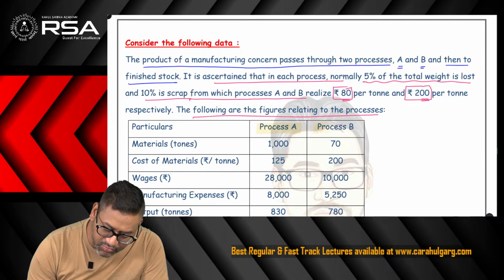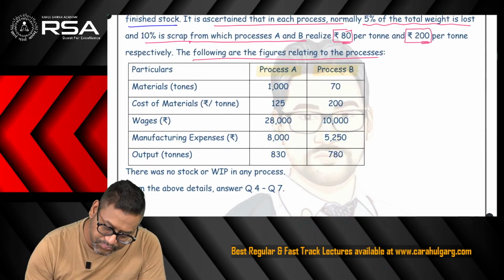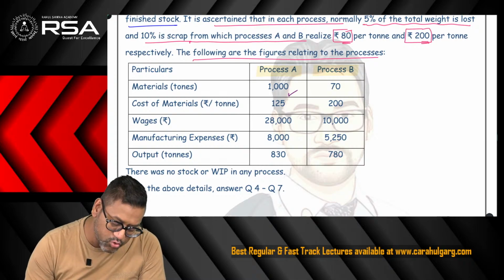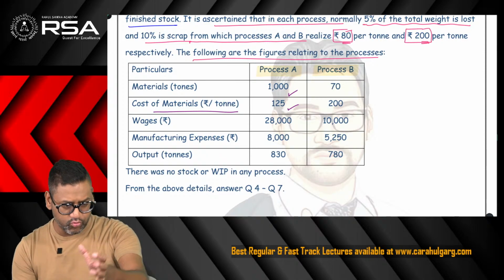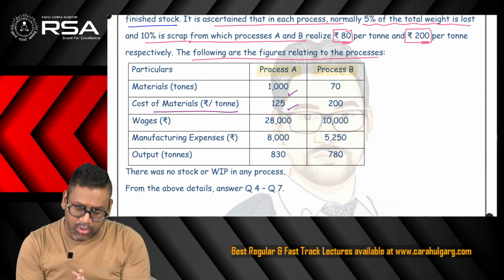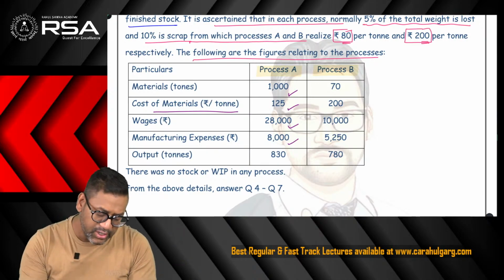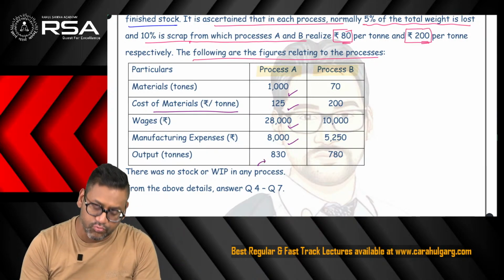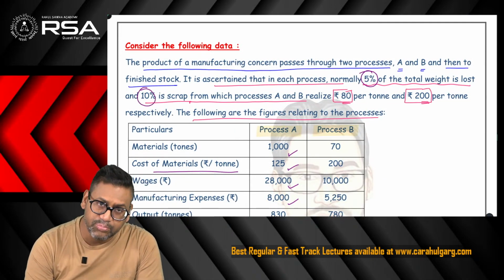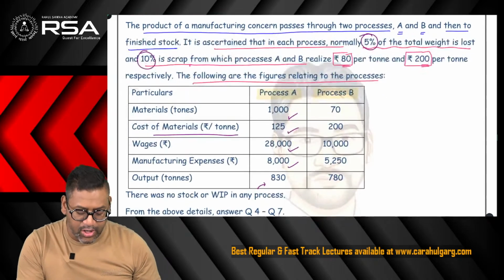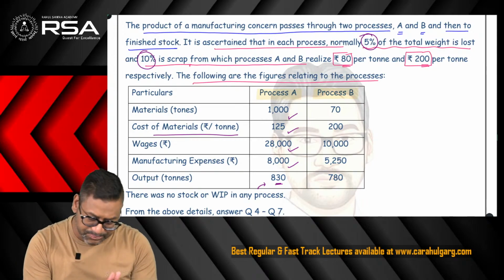It says the following are the figures relating to the two processes. So the data being given for both processes, child. Question says material in tons is, for the first process you input 1000 ton and the cost of material per ton is 125. So 1000 into 125, total input of 1,25,000 is being put. Wages 28,000, manufacturing expense 8,000, both to be debited. It says the output is 830. So what we will do, we will first of all consider this 5% and 10% as the normal loss, and after that the output is 830. So balancing figure we will be able to get as the abnormal loss or the abnormal gain.